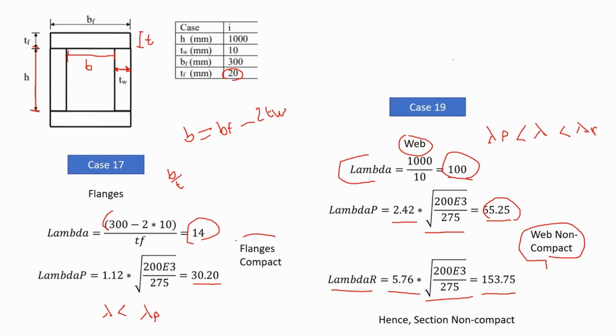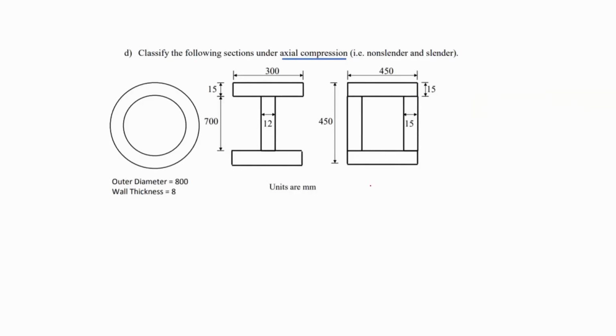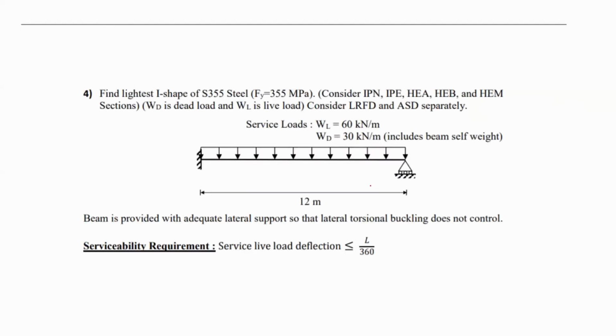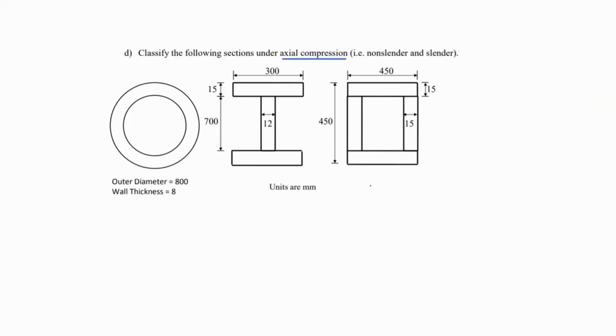Now, since the flanges are compact and the web is non-compact, the overall section would be non-compact because the webs are more critical than the flanges. And therefore, we decide and say that the whole section is non-compact. So let me solve, let's see. All right, I will solve the last part D, then we can take a break, guys.